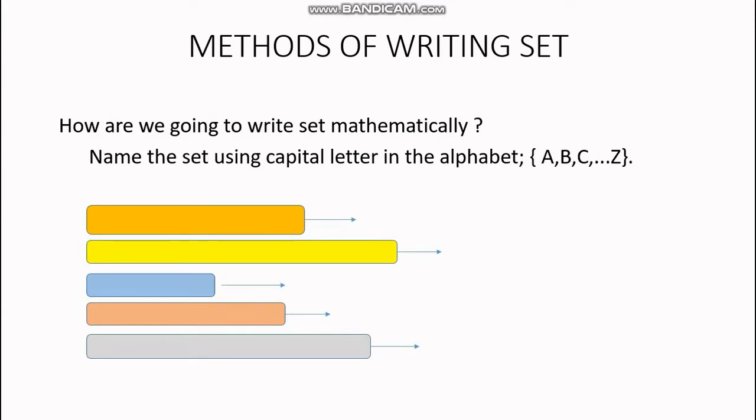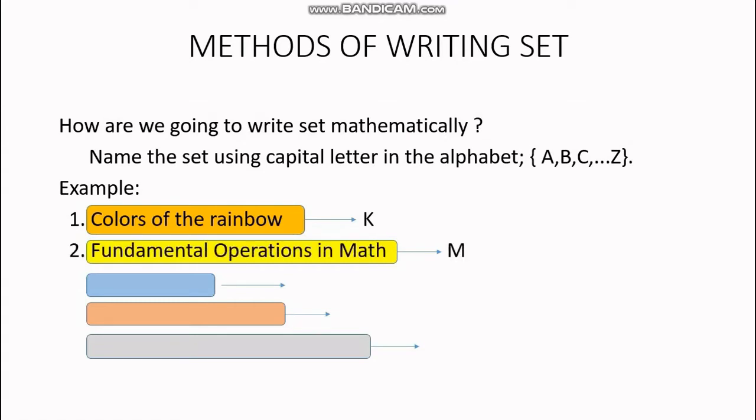So, ikay magbuo tungkol sa imong gamiton. What letter you'll be using? Daghan man na sila, A to Z. Now, example, kani, colors of the rainbow. Colors of the rainbow is a well-defined set. Ato na siyang bunyagan og K. So therefore, this is set K. Kani, fundamental operations in math. So, ato na siyang bunyagan si letter M.